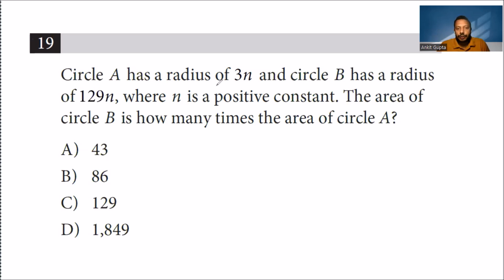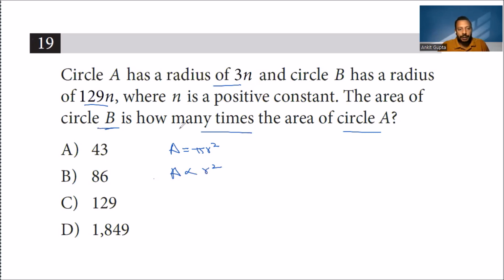Circle A has a radius of 3n and circle B has a radius of 129n, where n is a positive constant. The area of circle B is how many times the area of circle A? Now we know the area of a circle is πr². That means the area will be proportional to r².